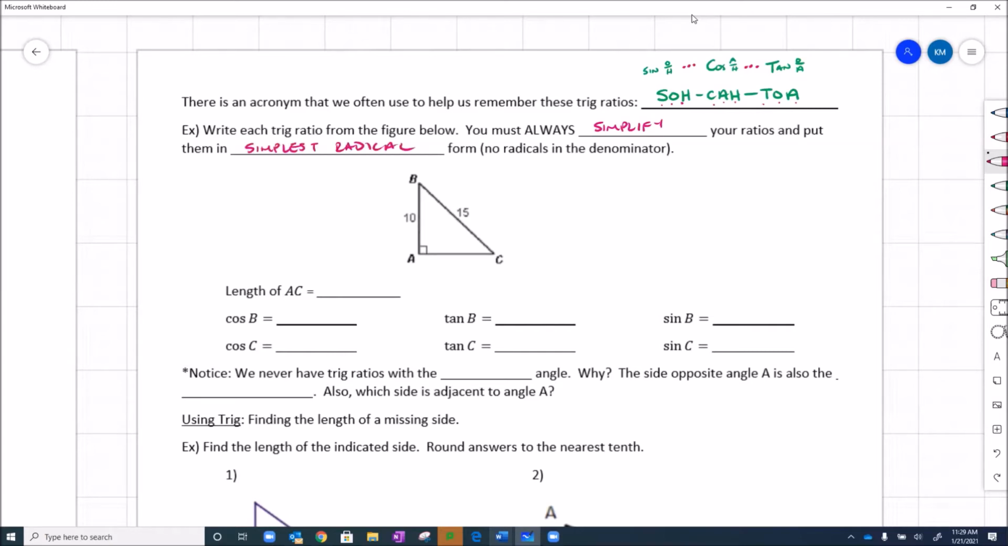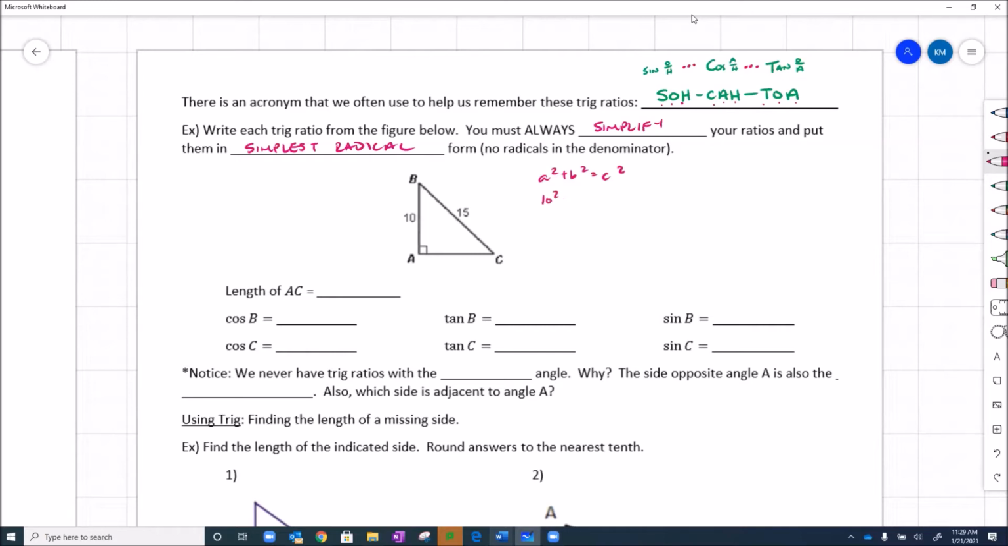Okay, so no radicals in the denominator, please. All right, so here they gave us AB is 10 and BC is 15. You'll notice our first question just asks us what AC is. You might say, well, they didn't give us that, but it's a right triangle, so we can use Pythagorean's theorem to figure that out. So Pythagorean's theorem: a squared plus b squared equals c squared.